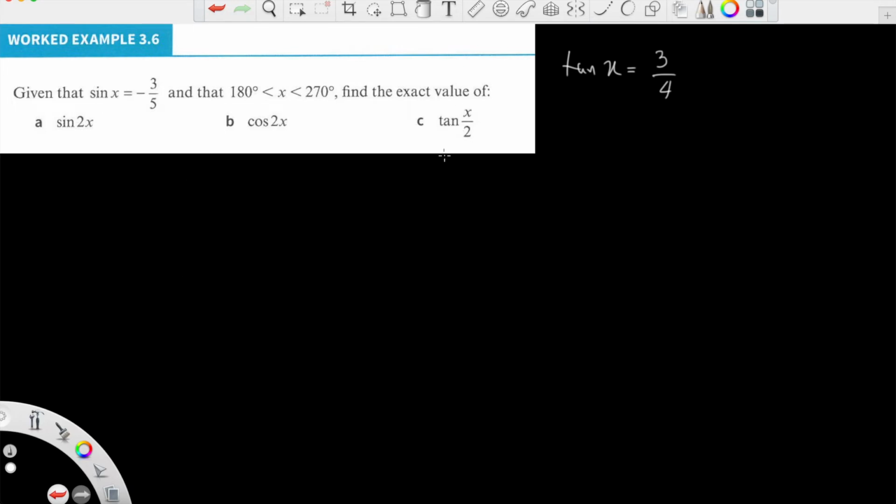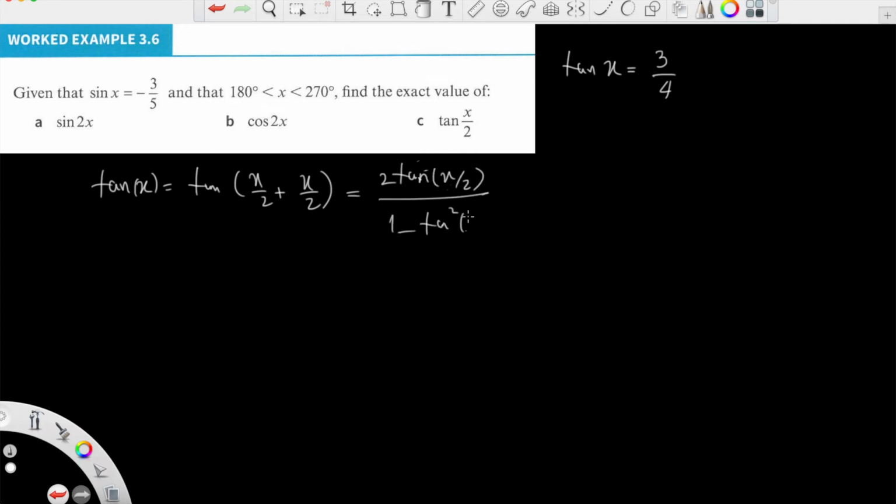So now tan of x over 2. We should use an identity involving tan so that x over 2 is involved. So tan of x actually can be written as tan of x over 2 plus x over 2, since x over 2 plus x over 2 will be x. So we can use the double angle formula. I write again, tan of x is equal to 2 tan of x over 2 over 1 minus tan squared of x over 2.